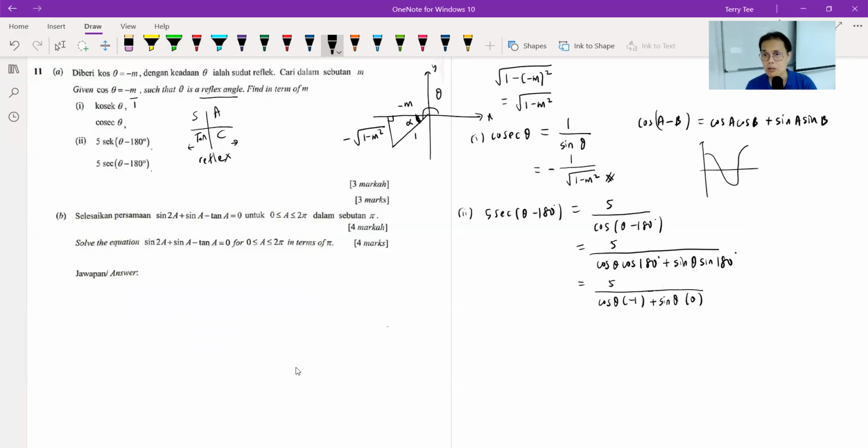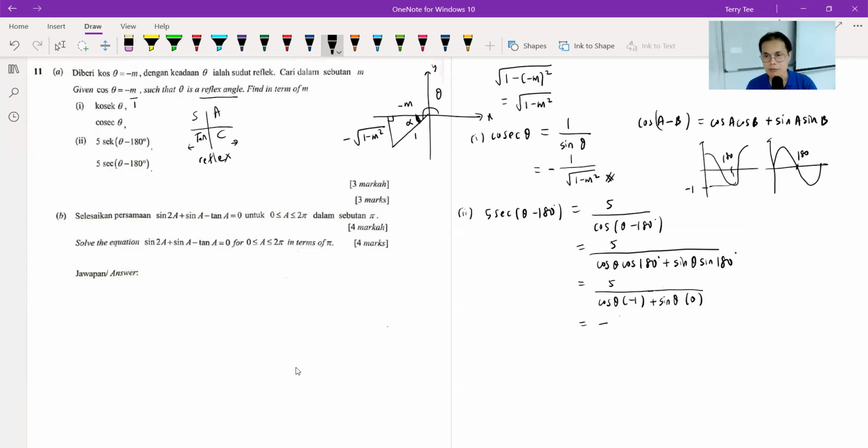Remember, cos 180 is negative 1 here. At 180, cos is -1. Sine, on the other hand, goes up and down. At 180 it is just 0, right? If you remember, just sub in directly.